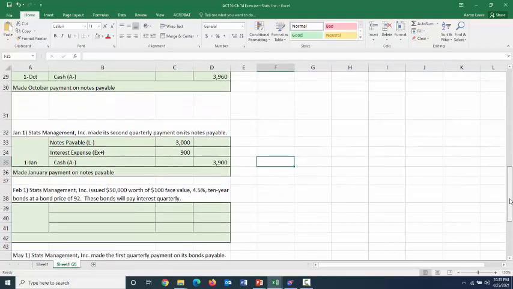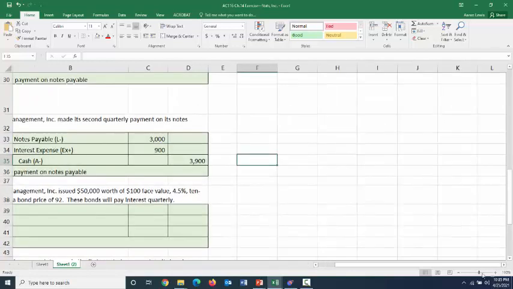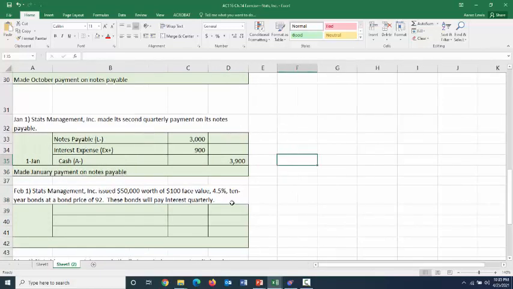Moving on, we have another type of debt we have to account for, which is Stats Management issuing $50,000 worth of $100 face value, 4.5% 10-year bonds, at a price of 92. These bonds are going to pay interest quarterly. So on February 1st, we are going to account for the fact that we are issuing these bonds to potential investors and receiving cash by selling our debt.